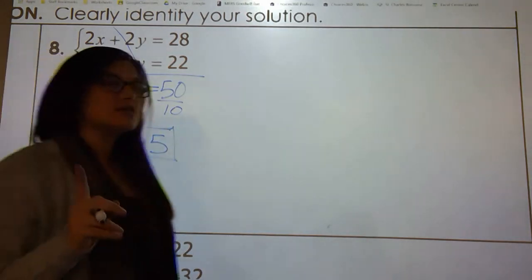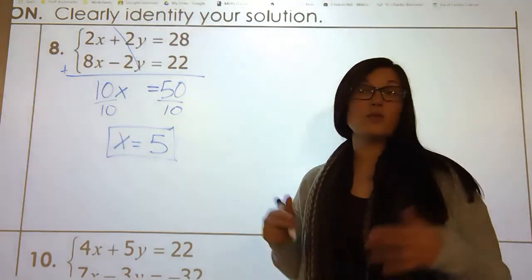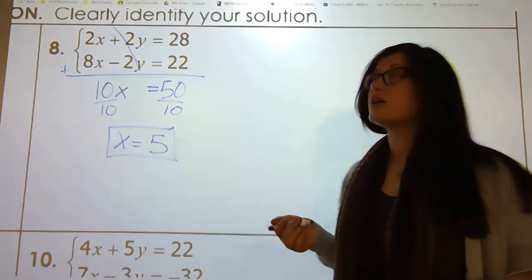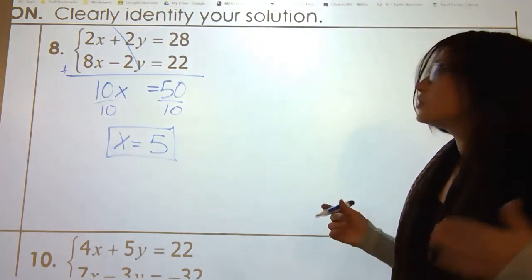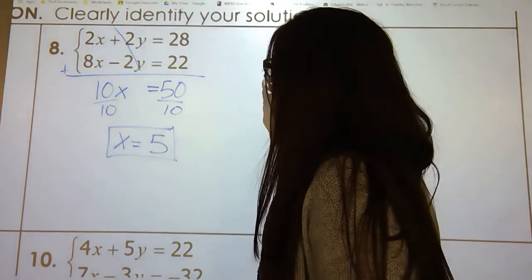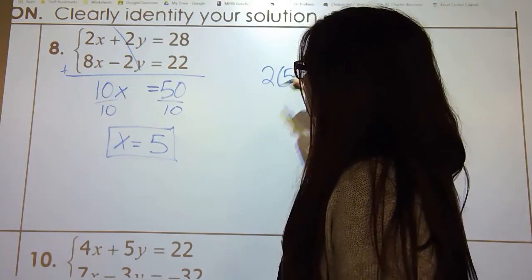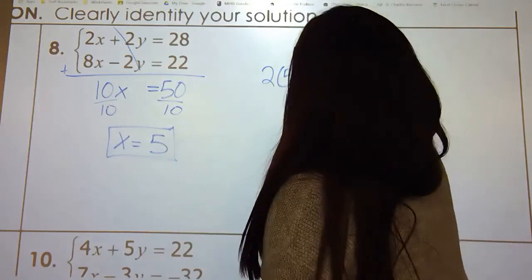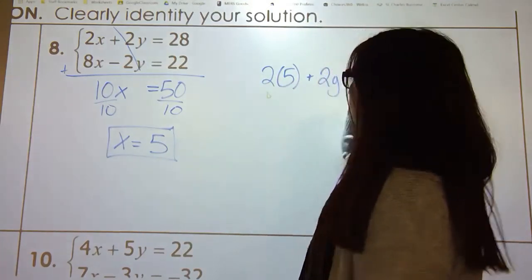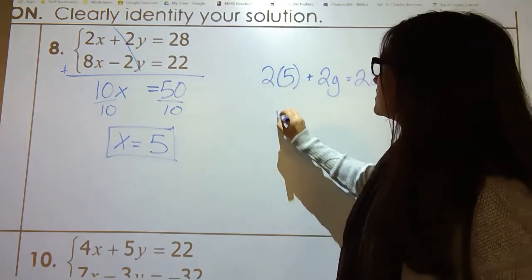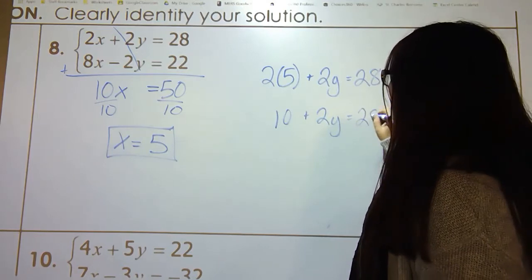All right, so just like in the substitution method, what do we do to find out what the other variable is? What do we do to find out what y is? All we have to do is plug it back into either original equation. Maybe I'll pick the top one because it looks like the numbers might be a little bit smaller. So I'll have 2x, aka 2 times 5, plus 2 times y equals 28. So 2 times 5 is 10, plus 2y equals 28.